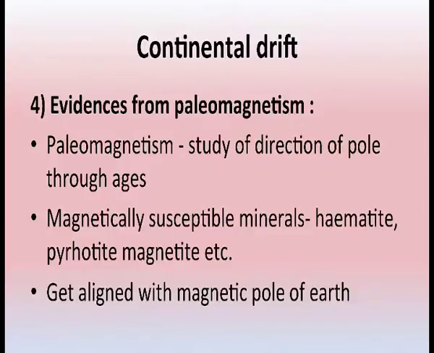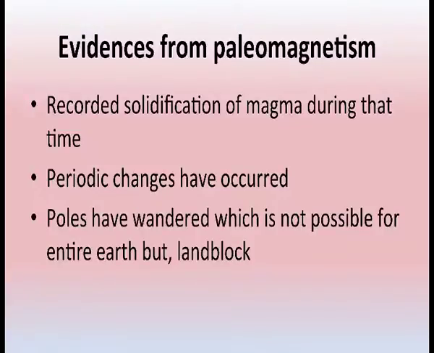Now another evidence, the fourth, is the evidence from paleomagnetism. What is paleomagnetism? It is the study of direction of poles through ages. So direction or movement of poles through ages. What happens is that magnetically susceptible minerals like hematite, pyrrhotite and magnetite etc. get aligned with the magnetic pole of the earth. The recorded solidification of magma during that time can be seen. Periodic changes have occurred in this solidification of magma and then formation of poles. So poles have wandered, which is not possible for the entire earth but for a land block.